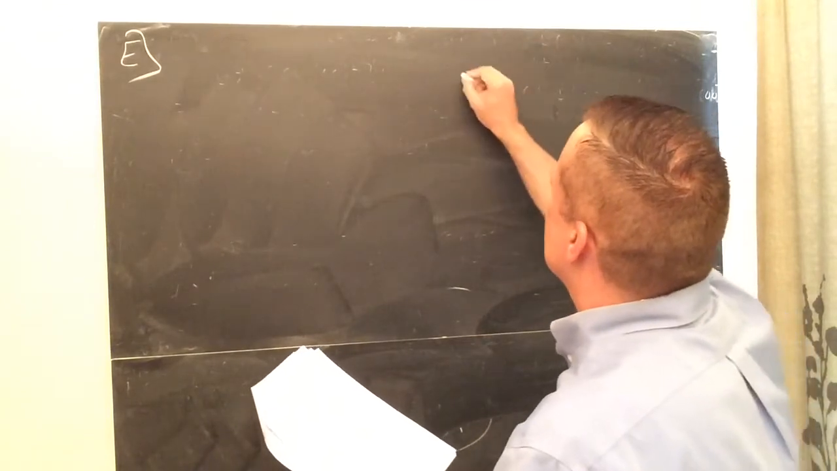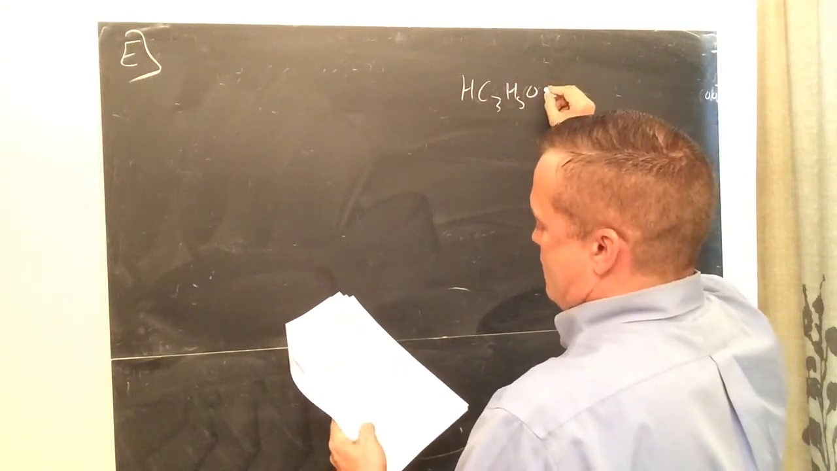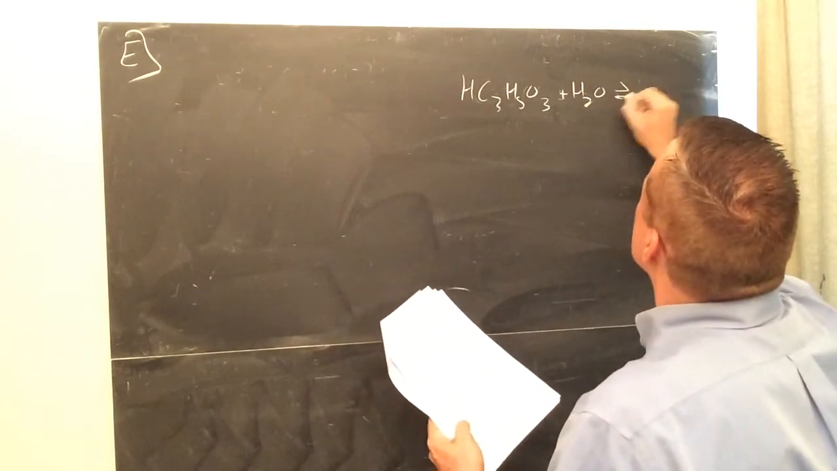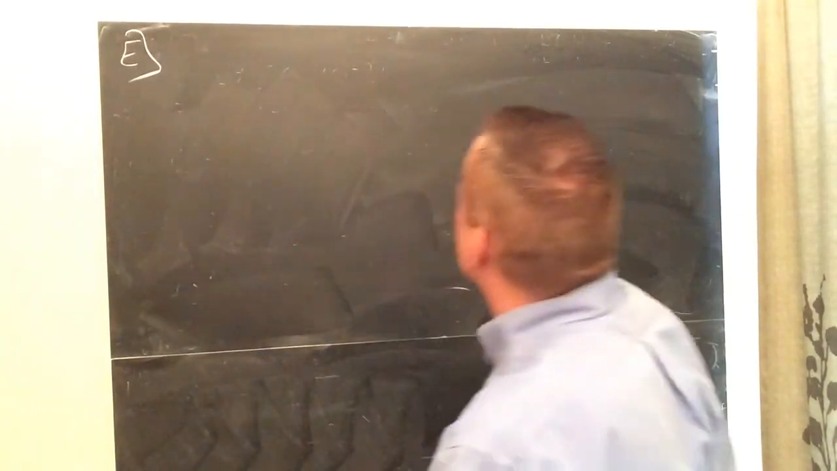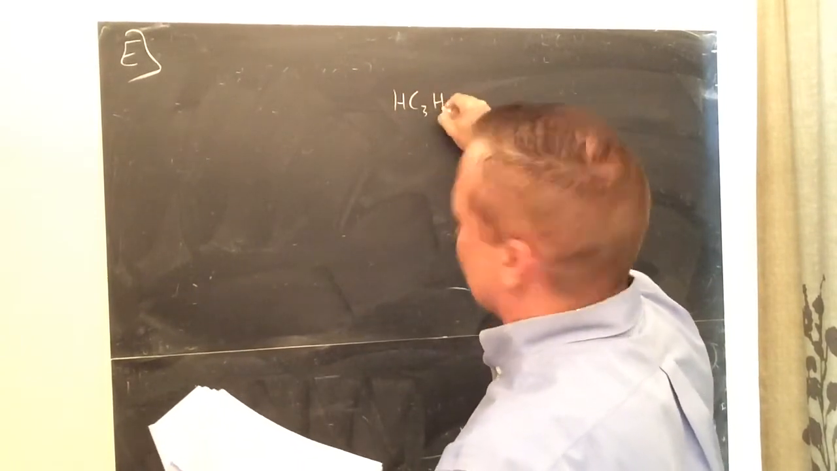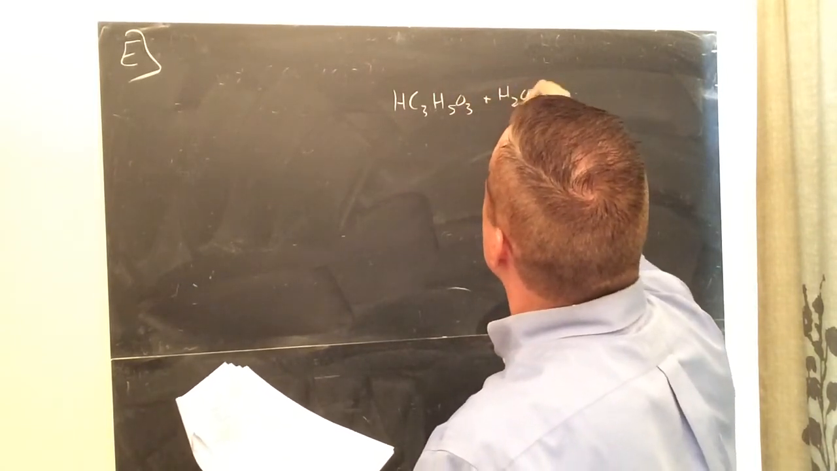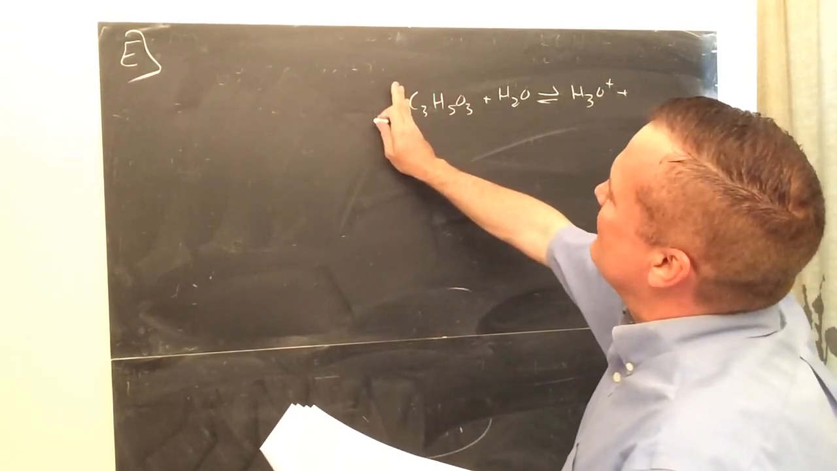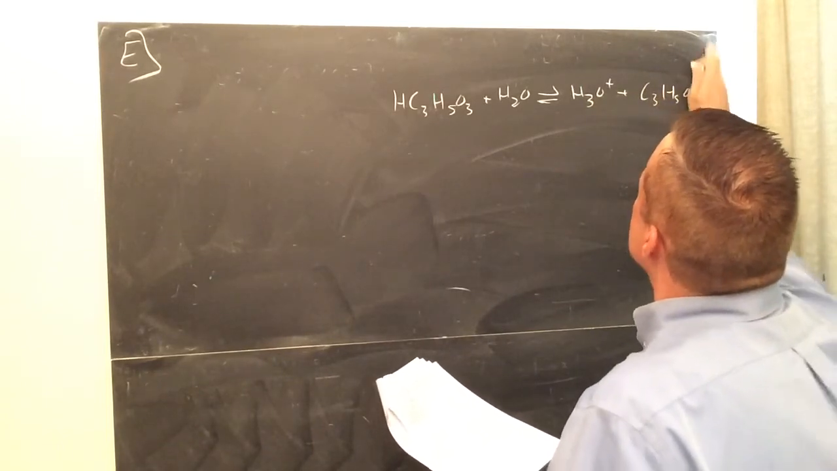So, for lactic acid, I'll start off with HC3H5O3. And I guess why not, I'll put water in this one, H2O. I picked a good one to do that on, didn't I? Gotta have space for that. Lactic acid, C3H5O3, plus water, H3O plus, and so just take the H away, what you're left with is C3H5O3, and it must be -1.